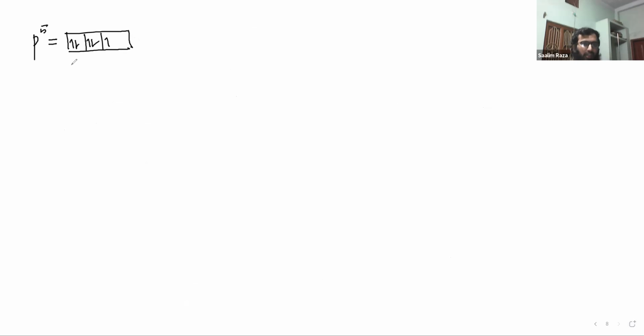Do we have any choice here? Like, is there any possibility of violating the Hund's rule? No, sir. That is what I was saying. If you have P5, then you don't have any other choice of writing the electrons other than this.